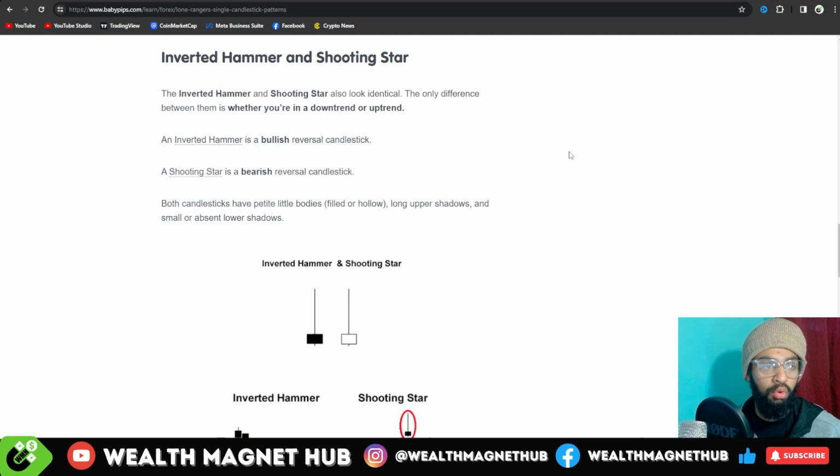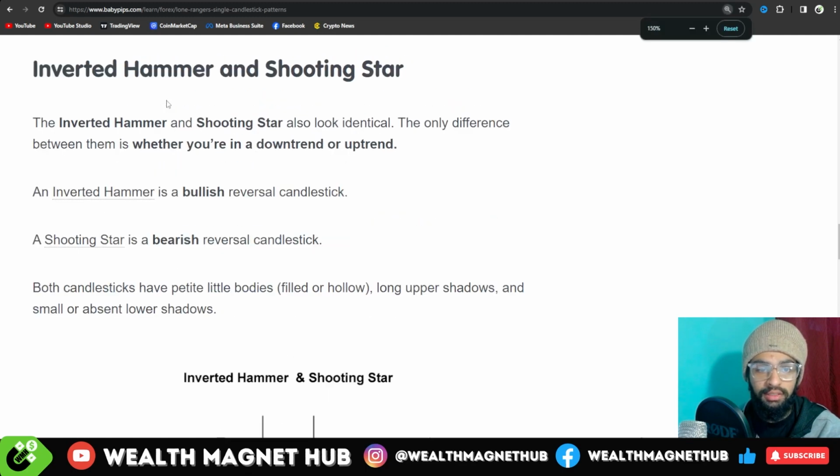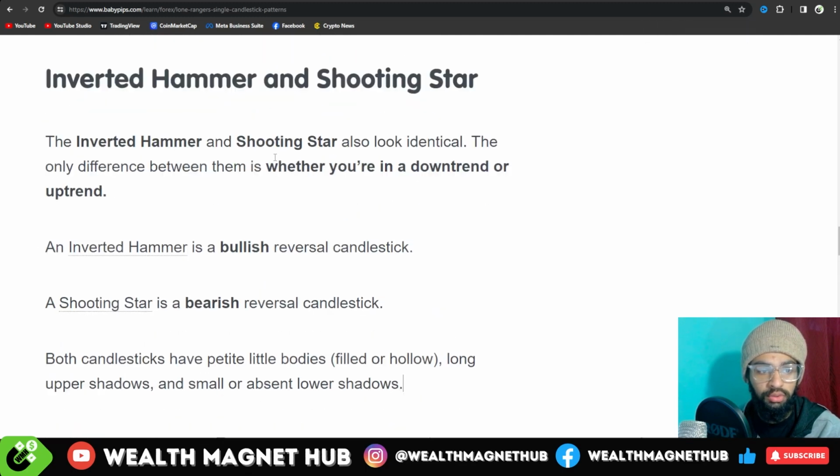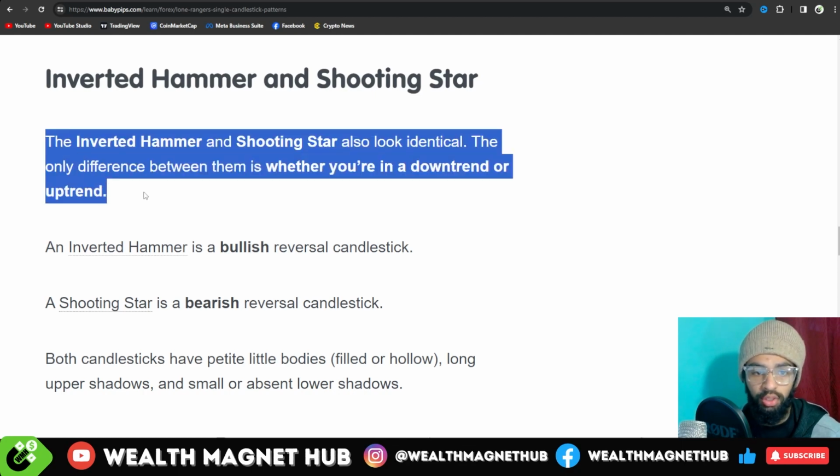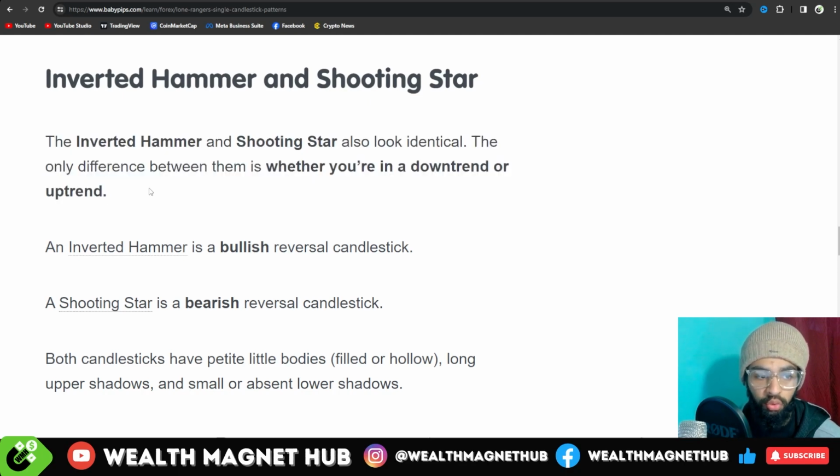So we are now over at our screen and we are back on babypips.com, and we are going to be looking at the next candlestick pattern. This one is called the inverted hammer and the shooting star. Let's just go over what these mean. The inverted hammer and shooting star also look identical. The only difference between them is whether you're in a downtrend or an uptrend.